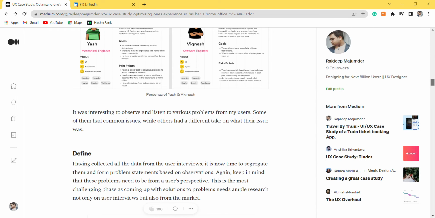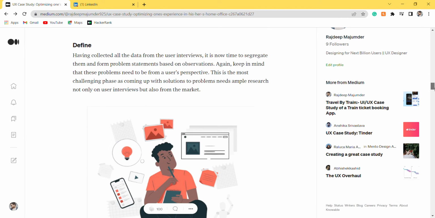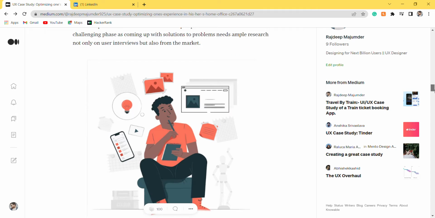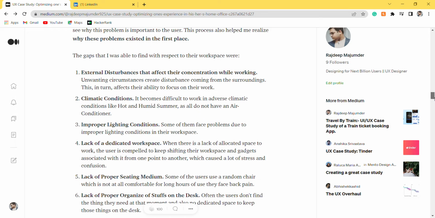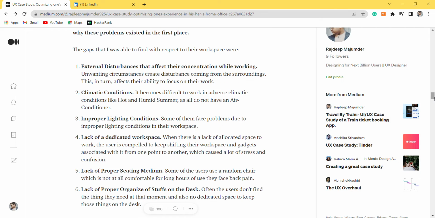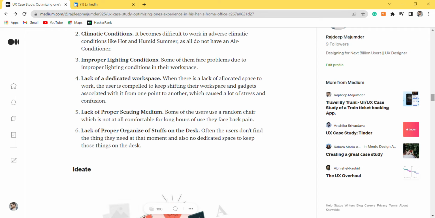Okay, after interviewing them, I move on to the define phase, and here I have identified some problems that need to be addressed. Some of the problems are improper lighting conditions, external disturbances that affect their concentration while working, lack of a proper sitting medium, and lack of proper organization of stuff on the desk.